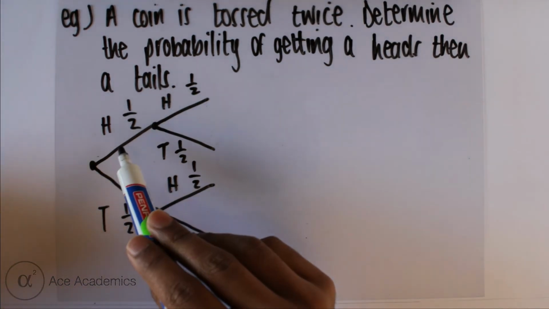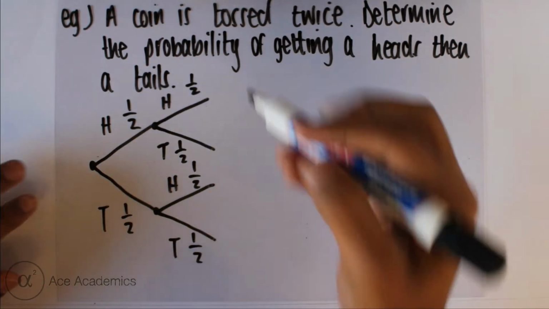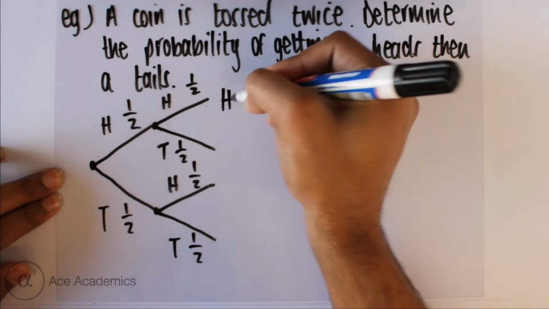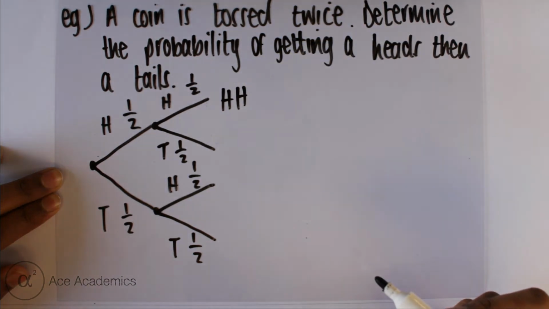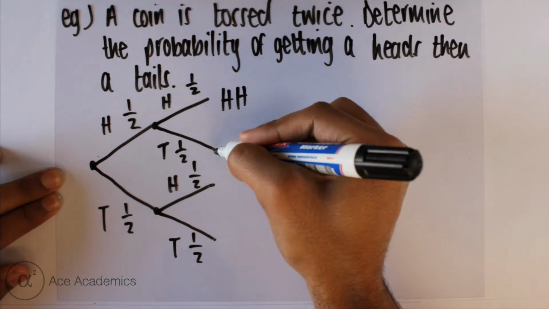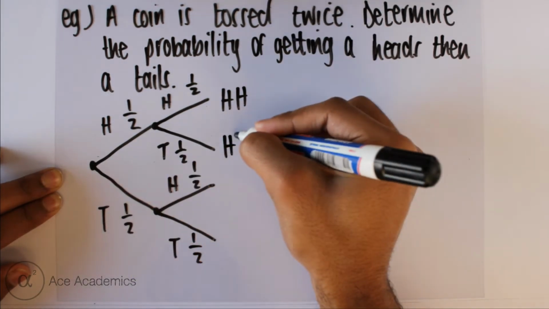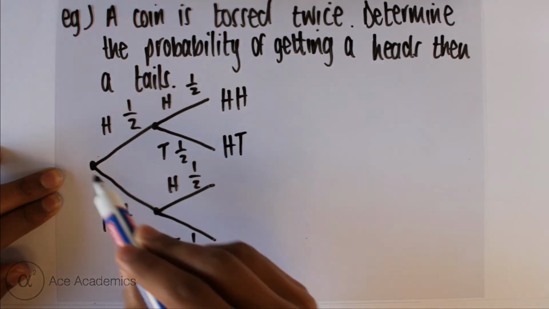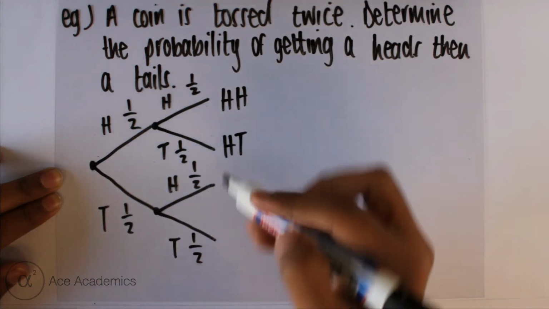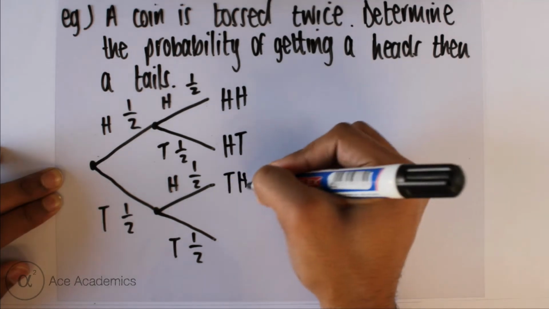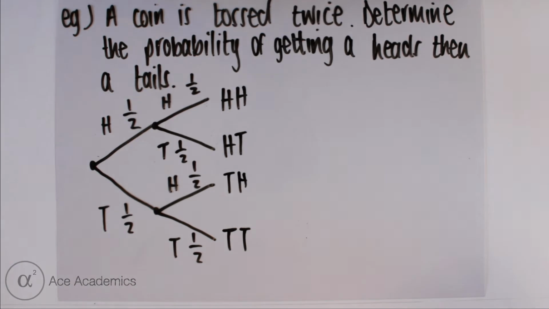Now, this line here, when it branches off into this top line here, that's the probability of getting a heads and then a heads again. This here represents the probability of first getting a heads and then getting a tails. This line here represents the probability of getting the tails and then a heads after that. And the last line is getting a tails followed by a tails again.